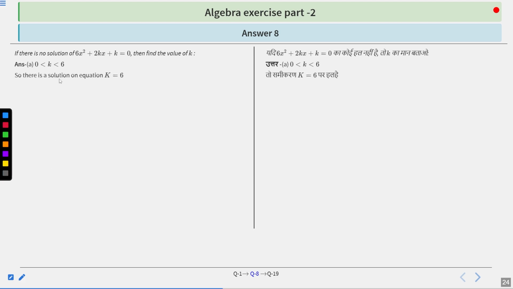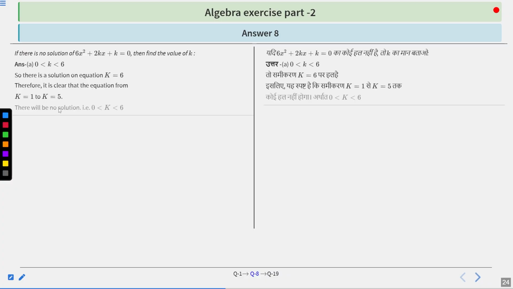So there is a solution on putting the value of k as 6. Therefore, it is clear that for the equation from k=1 to k=5, when we put the value of k as 1 till k equal to 5, there will be no solution. That means if there is no solution for this equation, then the value of k should be between 0 and 6, that is k greater than 0 and less than 6. So option number A is the correct answer.